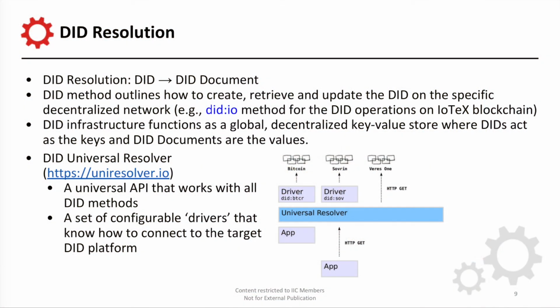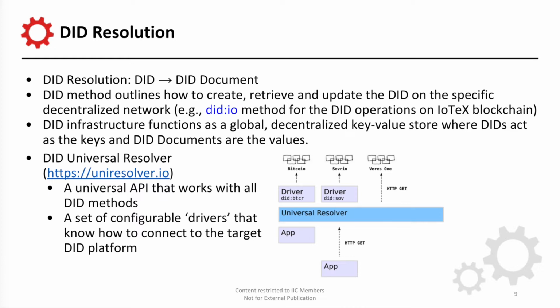So that's why you need to resolve this decentralized identifier. This resolution process is basically just doing a mapping from the DID to the DID document. Okay. So as I mentioned, the method will give you the way to access your DID document. On the IoTeX blockchain, the DID colon IO method will define all those operations. You don't need to be worried about that.